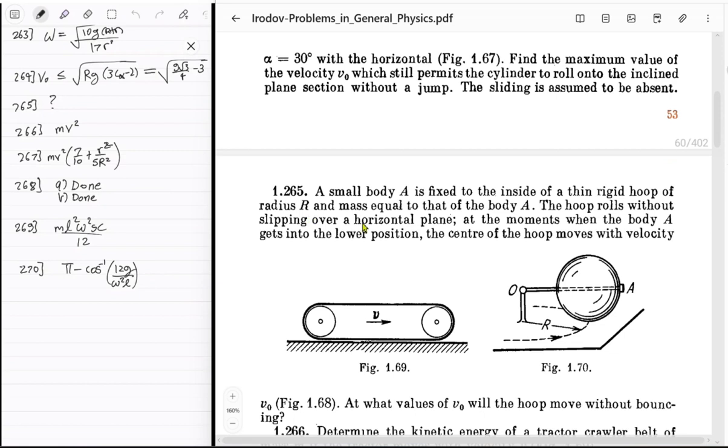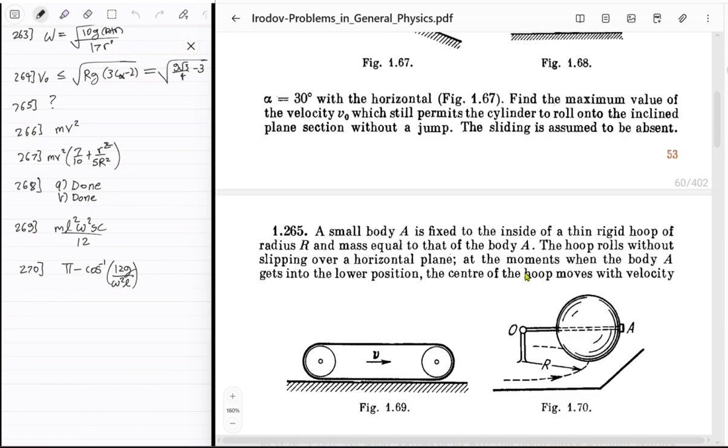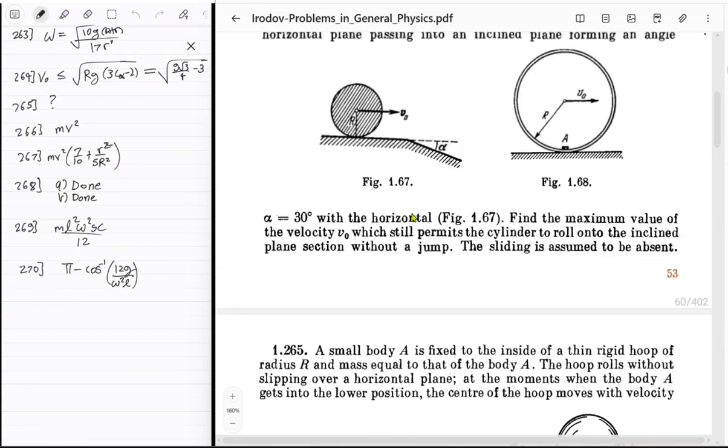Right, so small body A is fixed to the inside of a thin rigid hoop of radius r, mass equal to that of the body. The hoop rolls without slipping over a horizontal plane. At the moment when body A gets into the lower position, the center of the hoop moves with velocity v naught. At what value of v naught will the hoop move without bouncing? This is the figure for this thing. Try it out.